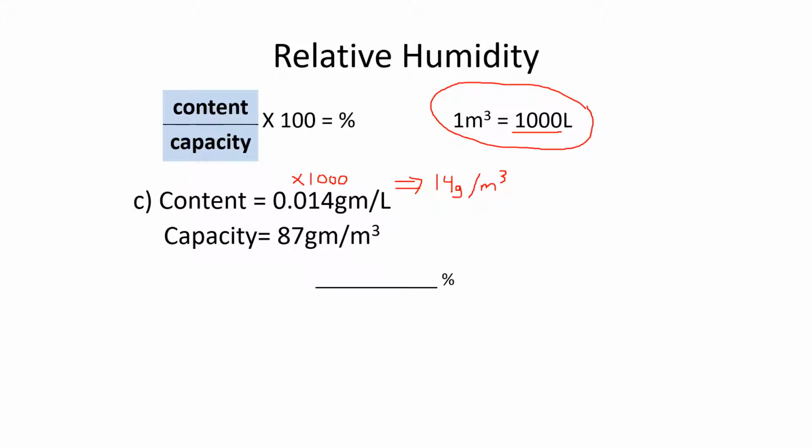So easy enough. All you got to do is put content over capacity times 100, and you are done. The other way would have given you the same answer. I just don't like decimals. I'm prejudiced against them, because you guys always ask me how many decimal places I need.